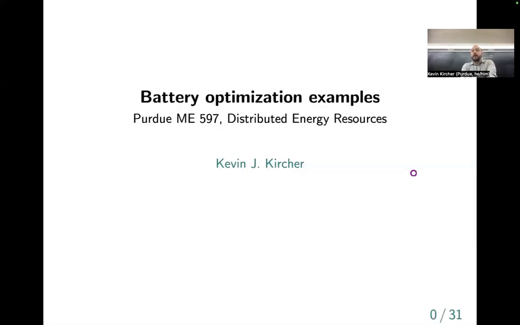Hey, so today we're going to be showing some examples of optimizing the operation or maybe the sizing of a battery energy storage system, just a stationary battery that's sitting around. Not necessarily the most realistic problems today, but problems that are meant to showcase some of the behavior of the optimization tools that we've been talking about using for the last few lectures.